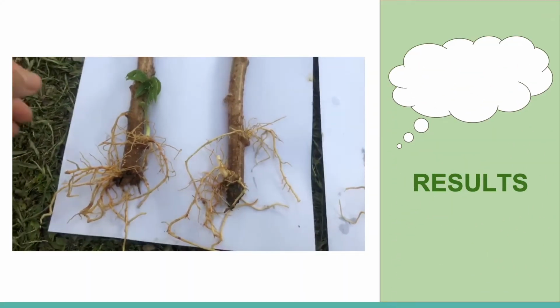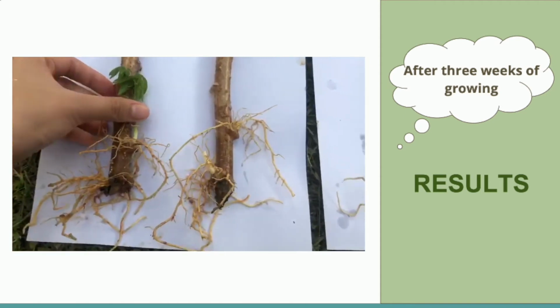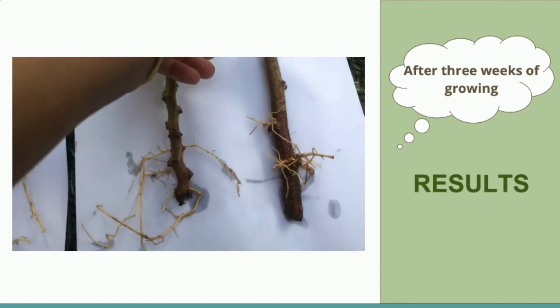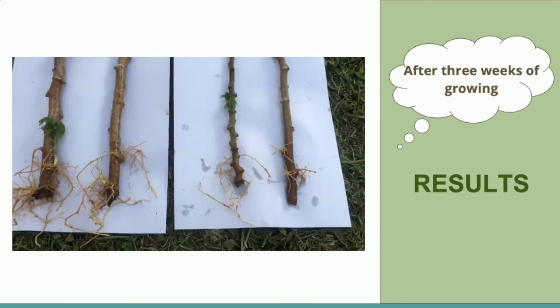After 3 weeks, the stem treated with auxin shows a tremendous growth of roots and is significantly different when compared to the stems that are not treated with auxin, which have fewer roots.